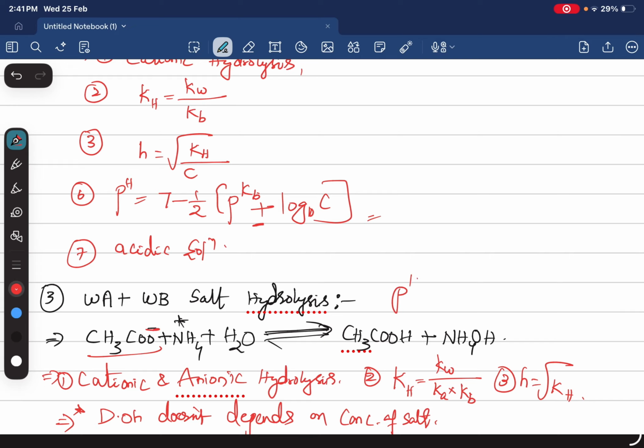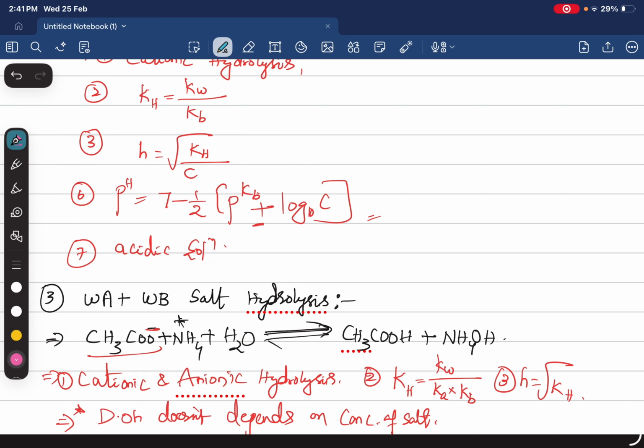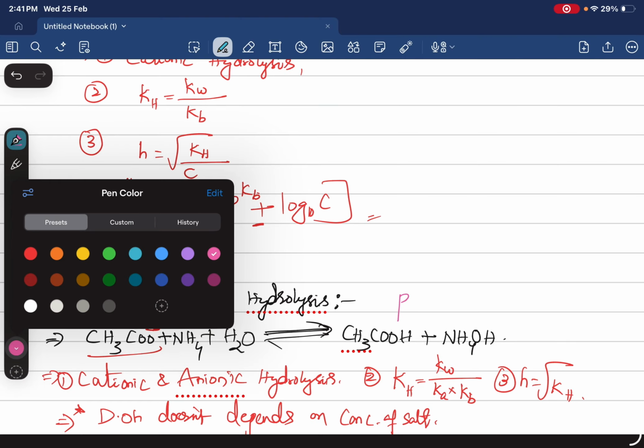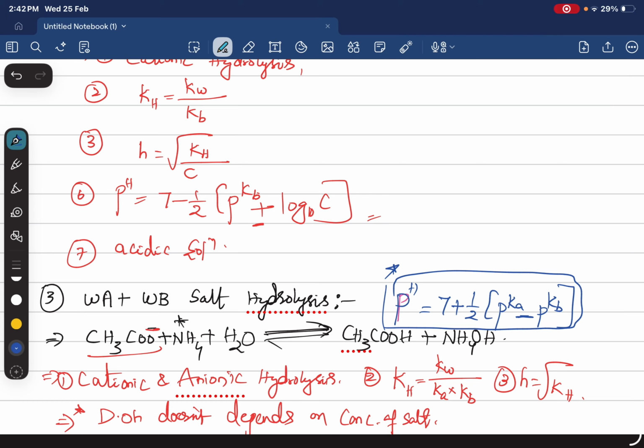So finally, what is the formula? pH equals to, very important formula, pKa. Finally, the important formula, so this is a very important formula. So we can write the pH of this weak acid weak base salt hydrolysis equals 7 plus half into pKa minus pKb. Very important, multiple times questions came from this. So this is the important formula for both JEE and NEET.